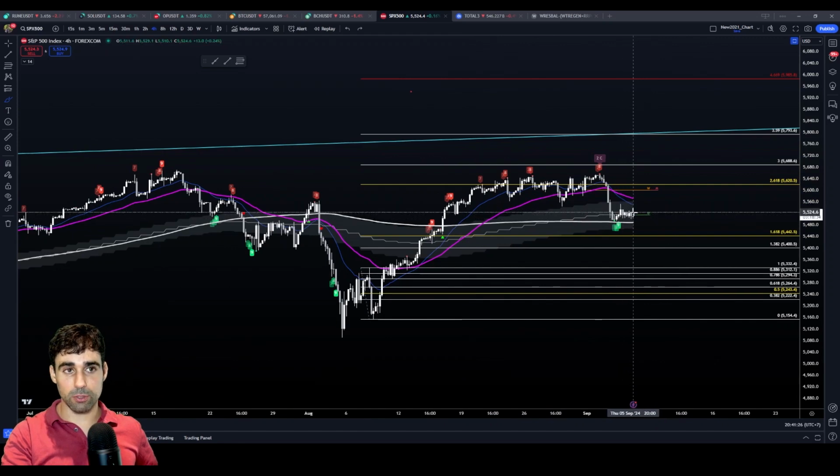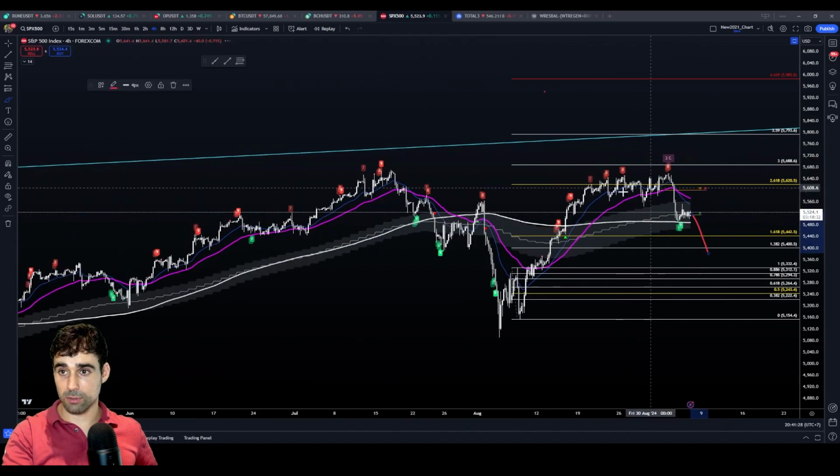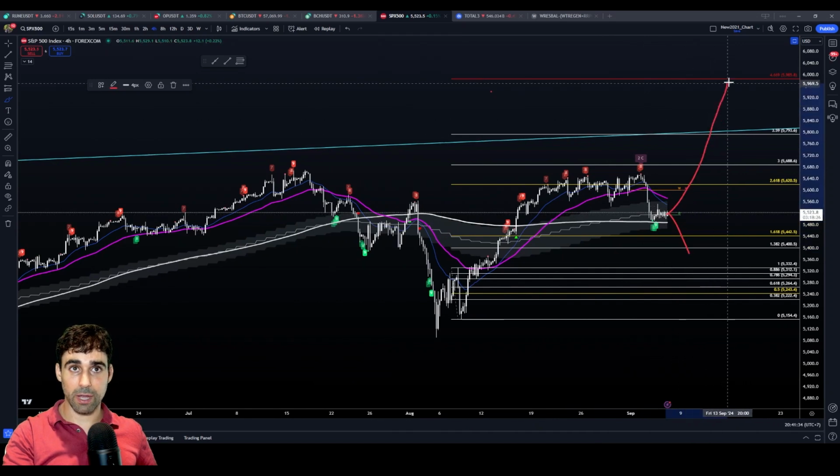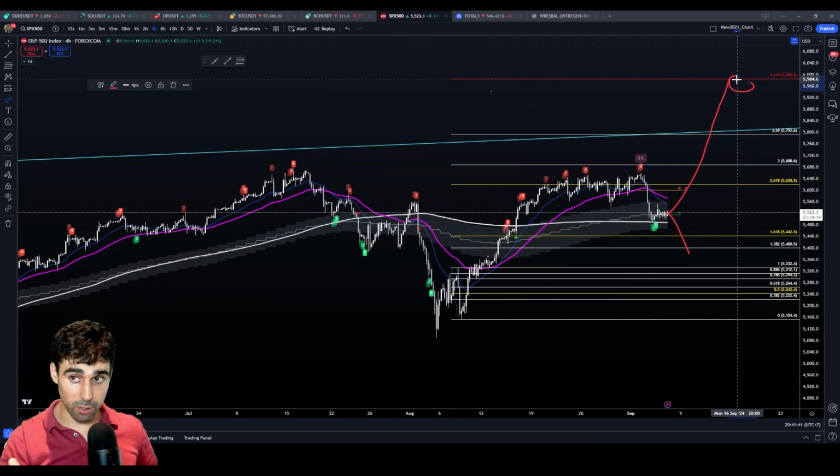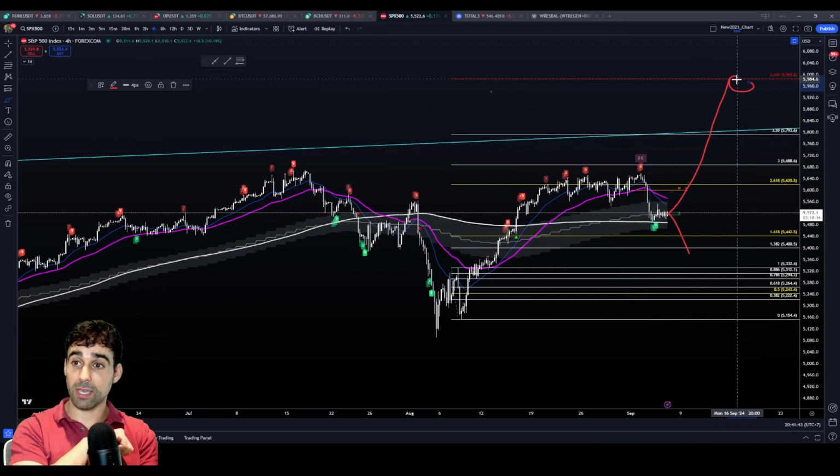Now, the question is, do we break down from here? And we could, because this is a very clear topping signal here, or we have this last bounce to that 4.669 chaos level, and that is the one thing keeping me from saying 100% this is a market top, because a lot of times this chaos level is tagged.